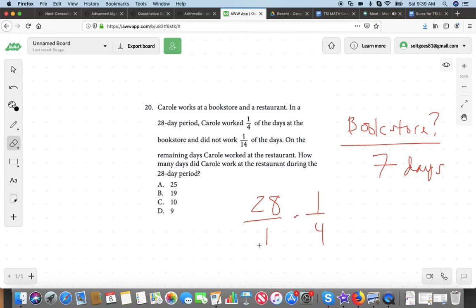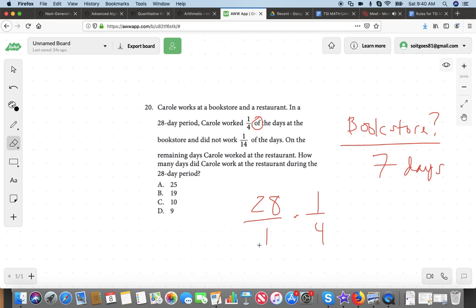Right? That "of", she works 1/4 of the days at the bookstore. "Of" basically means multiplication here. If we're talking about 1/4 of 28, multiply 28 by 1/4. If we're talking about 1/3 of 28, multiply 28 by 1/3. If we're talking about 1/10 of 28, you multiply 28 by 1/10. If we're talking about some fraction of a whole, just multiply the fraction by the whole. Does that make sense? Yes.